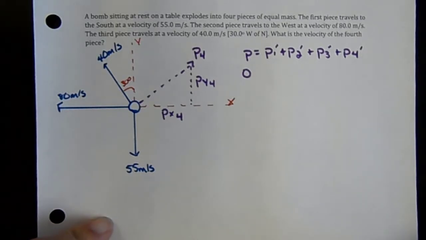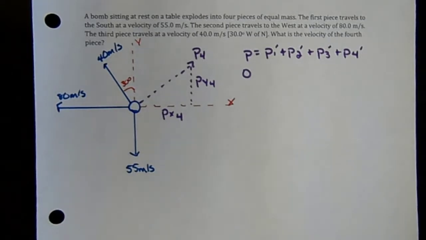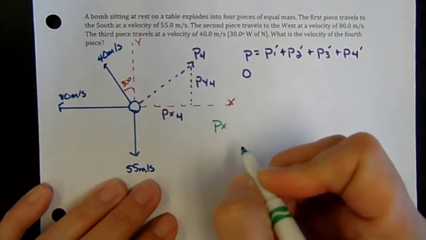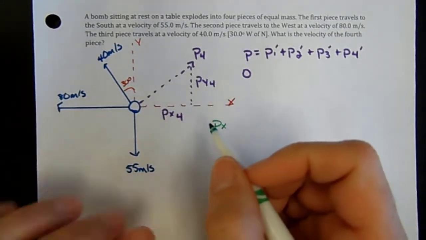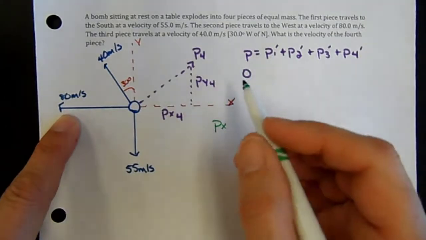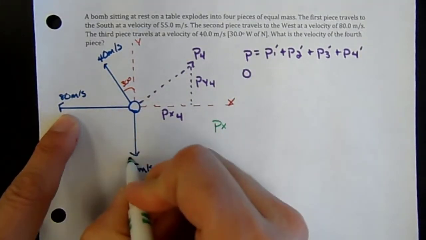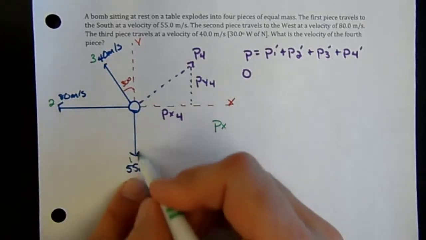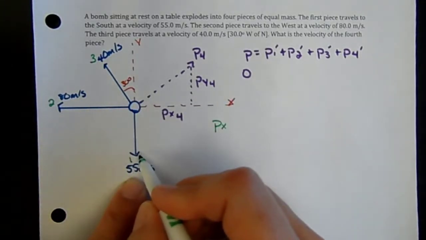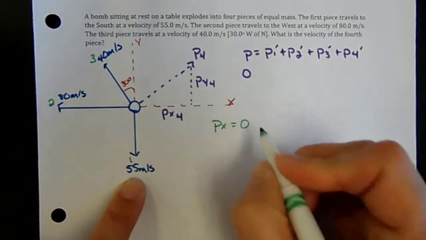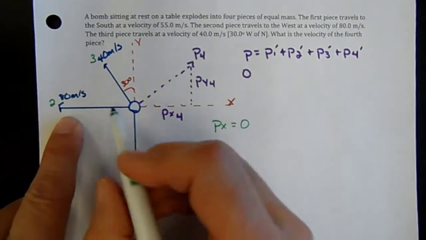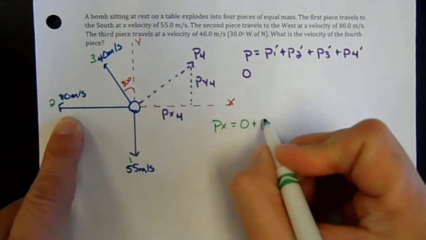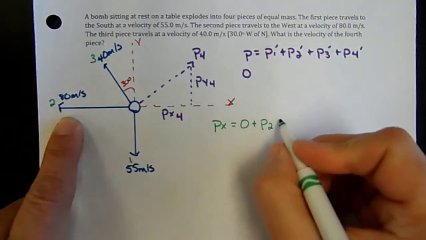So let's start with x, shall we? X marks the spot. So we're going to start with our x momentum. So the total momentum in the x direction is going to be equal to the x of, well, let's just label these, shall we? Let's call this one 1, and this one 2, and this one 3. And then that'll be 4. So let's look at P1. P1 is going only in the y direction. So the momentum in the x direction of 1 is 0, because it's not going anywhere. The momentum in the x direction of P2 is going to be just the total momentum of P2, because it's only going in the x direction.